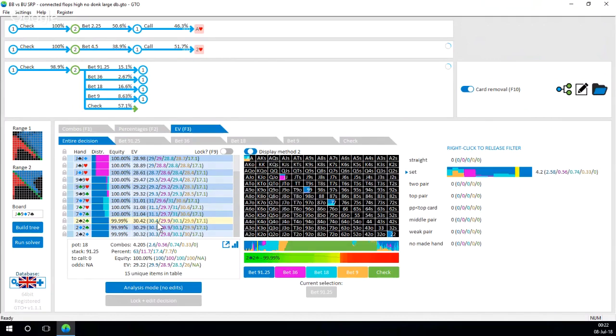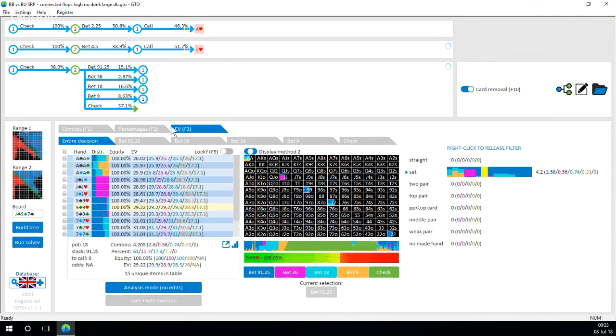So the difference in this sim is 0.4 or 0.5 of a big blind, which in other words is 50 BB per 100 hands of difference between shoving all in and not. That's a lot, 50 BBs. Yep, so 50 BB per 100 hand decisions is quite a bit, and that's just the decision between shoving all in and overbetting twice the pot or betting pot. So a lot of difference there in terms of EV.